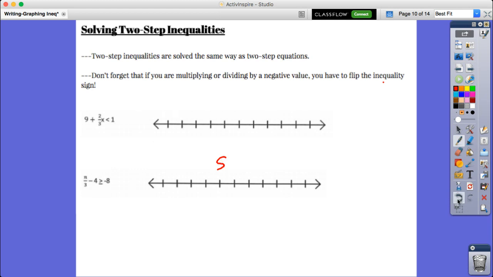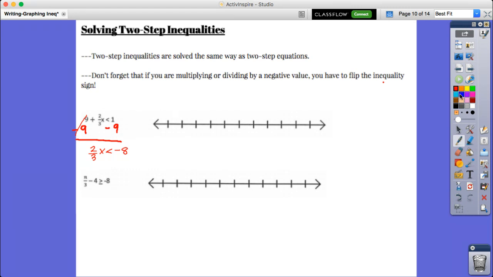Okay, glad you're back. All right, so we've got 9 plus 2/3 x is less than 1. So we're going to subtract 9 from both sides. And that's our very first step because we always eliminate that constant first. All right, so now we've got 9 minus 9 is 0 thanks to additive inverse. And we get 2/3 x is less than negative 8.